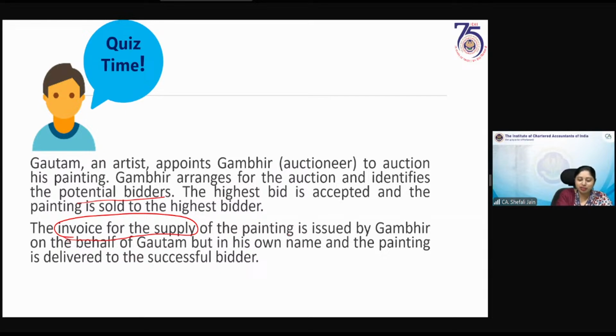The invoice for the supply of the painting is issued by Gambhir. Okay, I'm highlighting this because I'm just giving you an idea that how you have to answer. On behalf of Gautam, but in his own name. And the painting is delivered to the successful bidder. Now tell me whether it is a supply or not.